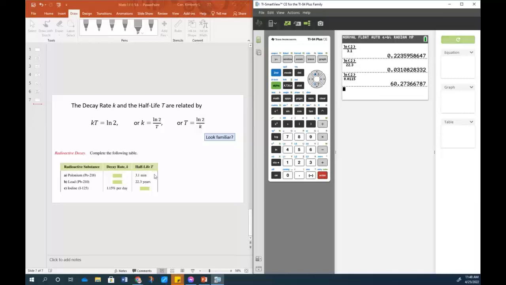Again, we had one here measured in minutes, one's in years, one's in days. They're always consistent. So if the decay rate's in days, half-life is in days. If half-life is in years, decay rate's in years.